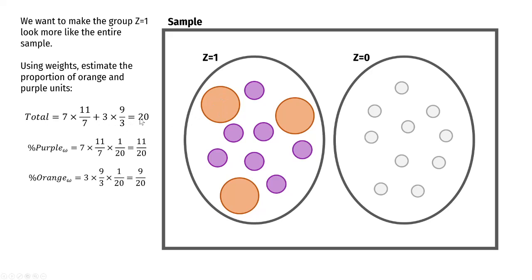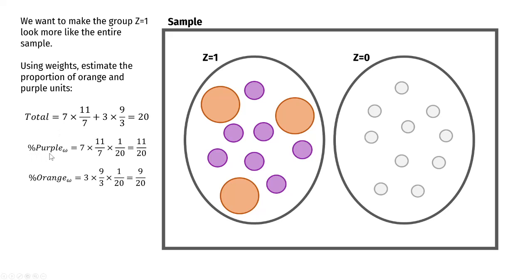So first, let's calculate the total units that we have considering weights. So we have 7 units, which are the purple ones, that weigh 11/7, or 1.57, and we have 3 units that are worth 3 units each. And if I add both, we obtain 20, which again makes sense because 20 is the number of total units that I had in my sample.